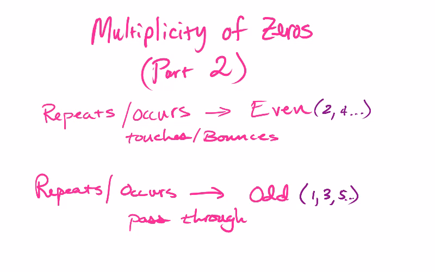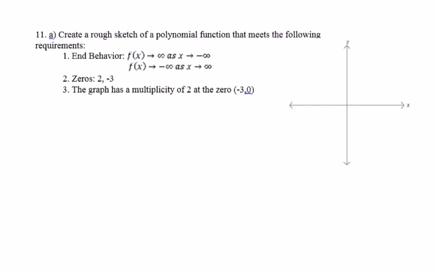So let's take a look at an example that is in the study guide. It's number 11, and it says create a rough sketch of a polynomial that meets the following requirements. The end behavior is f of x goes to infinity as x goes to negative infinity. f of x goes to negative infinity as x goes to positive infinity. And the zeros are 2 and negative 3, so I'm going to put those on my graph. There's negative 3, and there's 2.